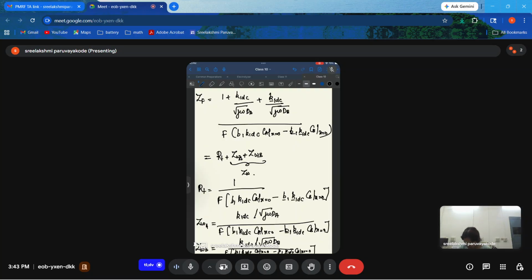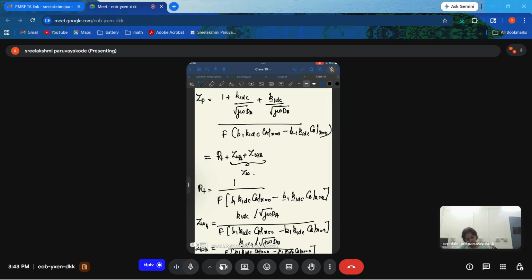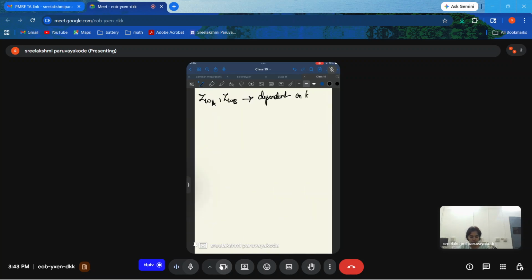This is a formula you get for everything. Here you will see the impedance of A and B. This is dependent on which terms? It is dependent on K1 DC, and conservation also. So this means that it is dependent on kinetics.